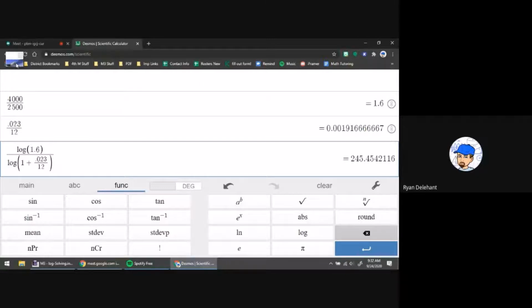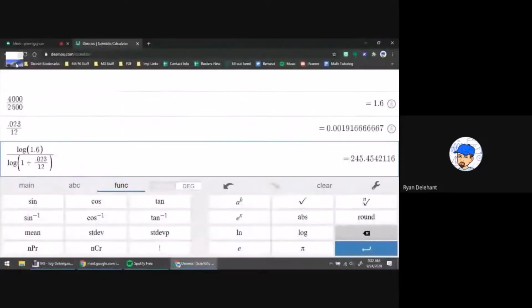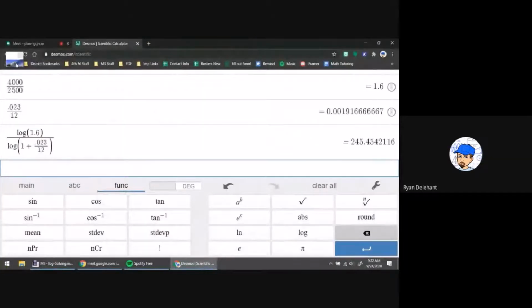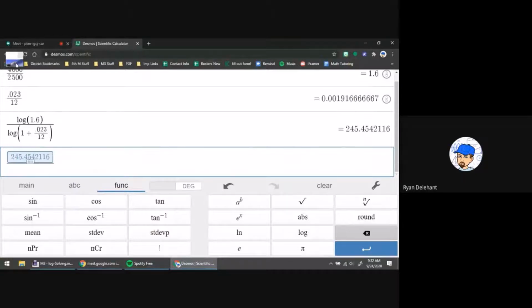245.45421116. Now we're not going to round that. And this is where using the answer function is going to be helpful, because we know that all we need to do is take that answer and divide it by 12. So we hit enter, and then we can just type ANS, and it'll bring up the previous answer, divided by 12. And there's our final answer.